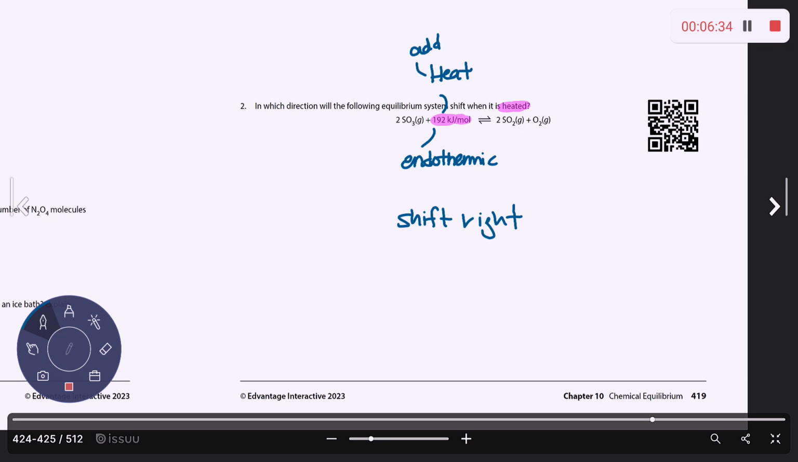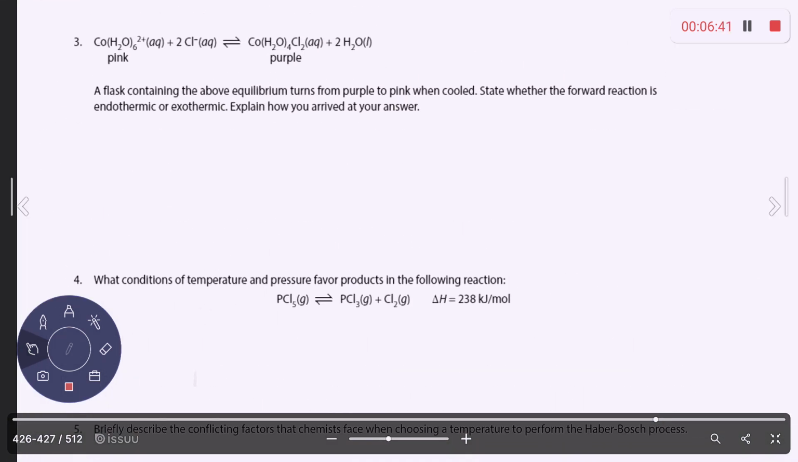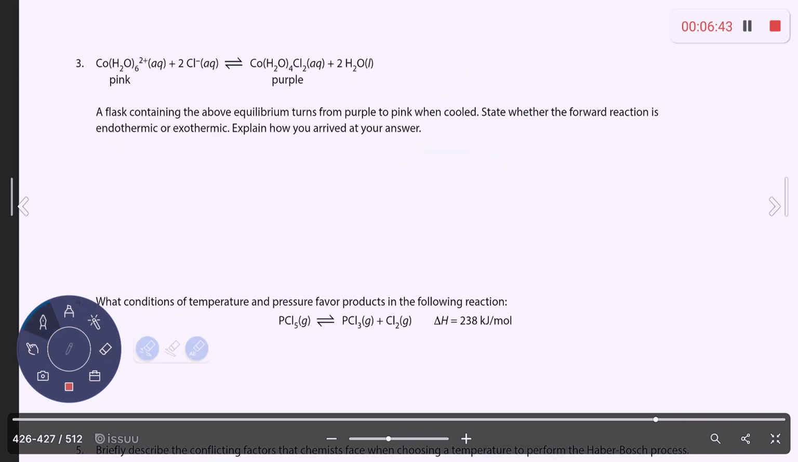We're just going to go in order here. So number 3, this one's interesting. A flask shifted from purple to pink. So purple's here, the pink's here. So that means I shifted which direction? Yeah, so we shifted left, and we did that when we cooled it.